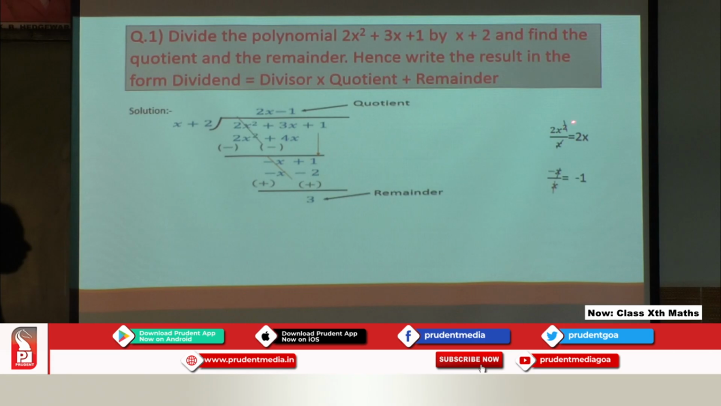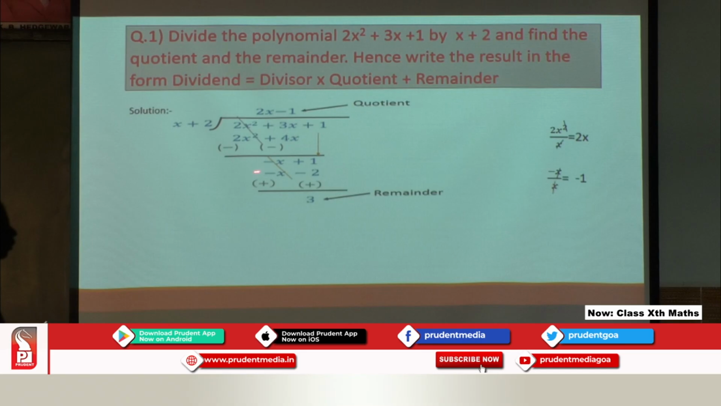Now here x and x cancel. Now we will get 2x. And this 2x is the first term of the quotient. Now next, this first term of the quotient, that is 2x, we should multiply by the entire divisor. So 2x into x, that is 2x square. Again 2x into 2, we should multiply these two terms. So plus into plus is plus, 2 twos are 4x.